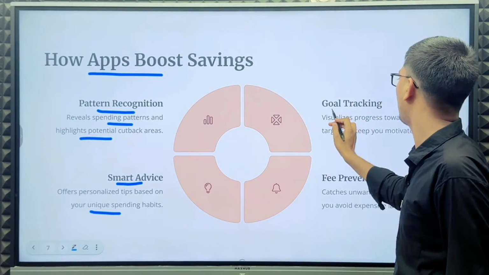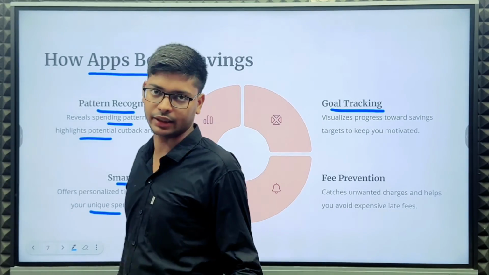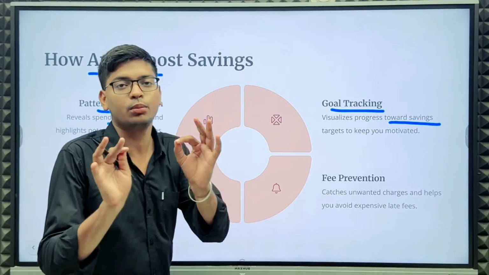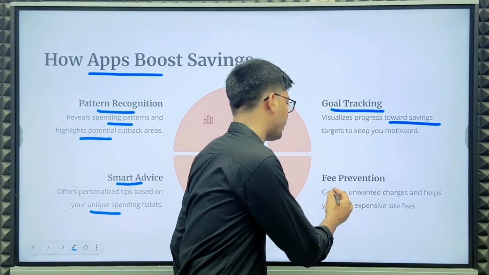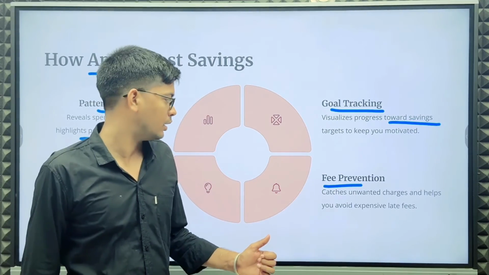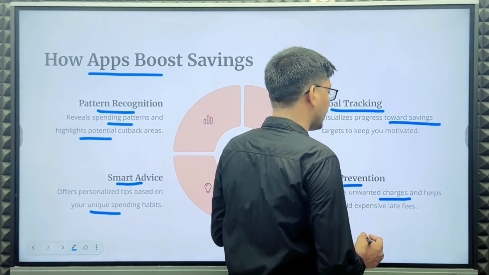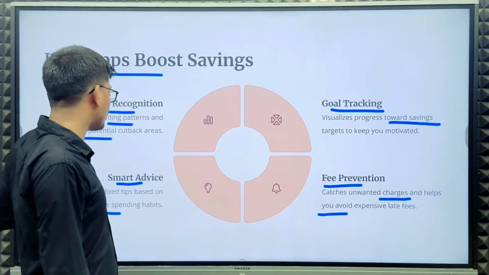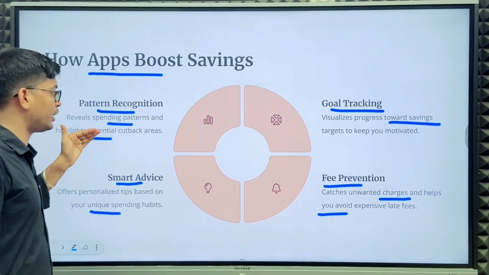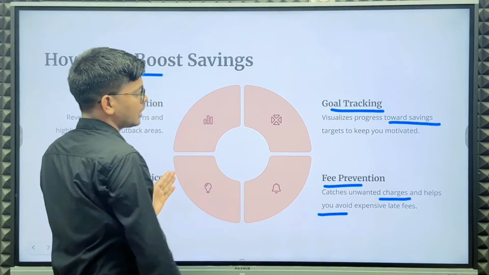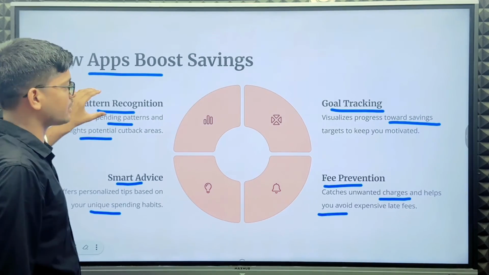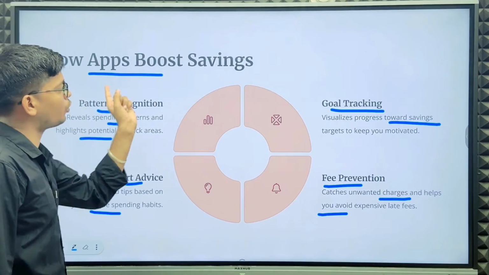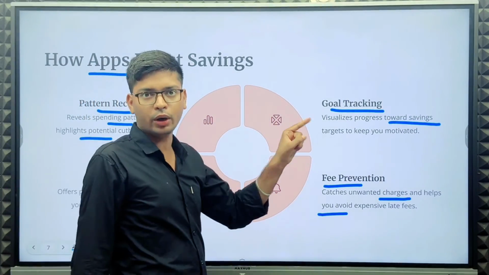Okay, next, goal tracking. Visualize your progress towards your savings goals. Next, alerts, which catch you on your charges and help you avoid overspending and late fees. So these are the most important things here. If you follow these four tips, like pattern recognition, goal tracking, alerts, and smart analysis, you can easily improve your savings.